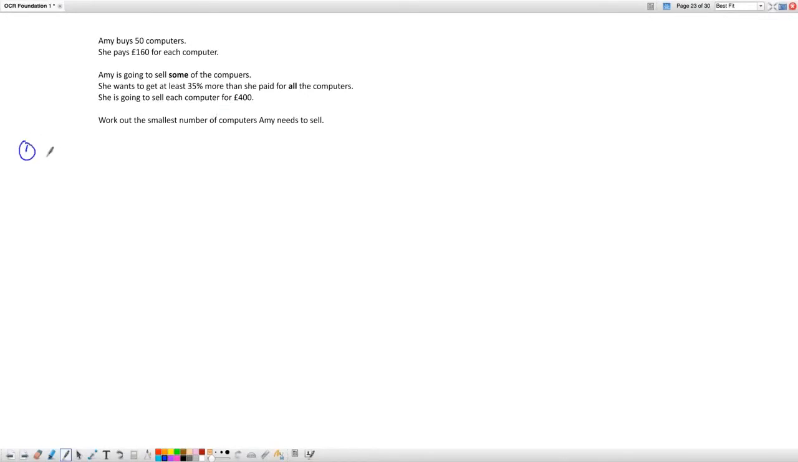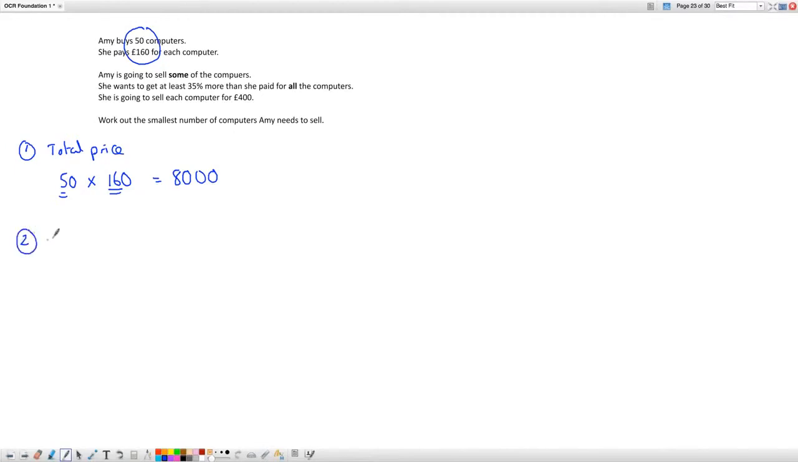Our first step is to work out the total price. How much did Amy pay for the computers at the beginning? So 50 multiplied by 160. 5 times 16 is equal to 80, 0, 0, 0, 0. So at the start, before we talk about the selling, we need to multiply these two values together to see the total price that Amy paid.